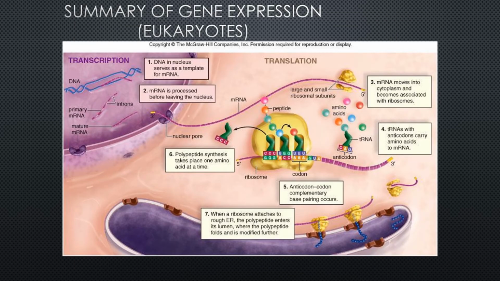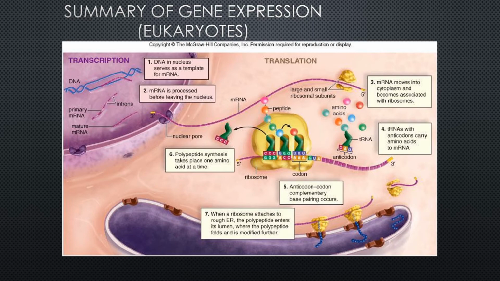So here is the summary of gene expression in eukaryotes. We start with our DNA in the nucleus, and that serves as a template for our messenger RNA. The messenger RNA is created, and then before leaving the nucleus, remember it goes through those 3 steps of being processed, then it leaves out the nuclear pore into the cytoplasm, and either in free ribosomes within the cytoplasm or ribosomes on the rough endoplasmic reticulum is where translation occurs.